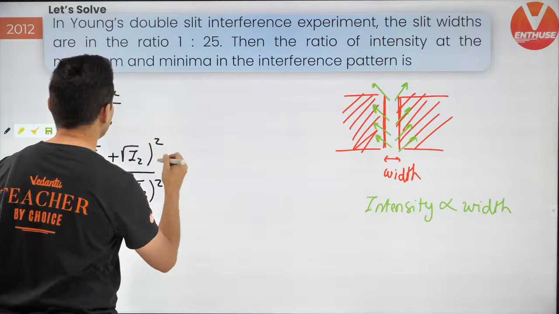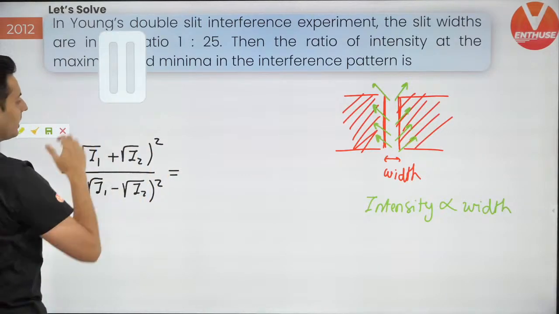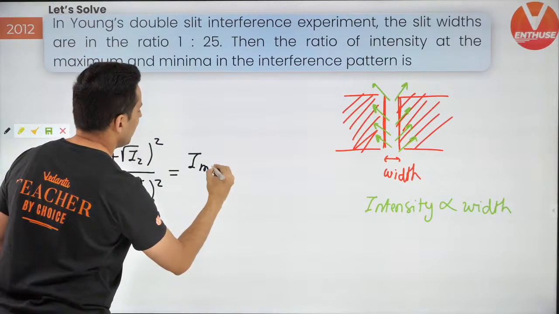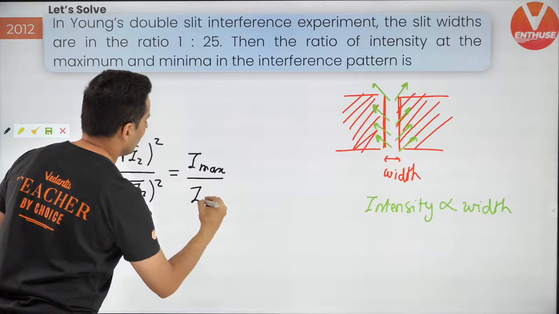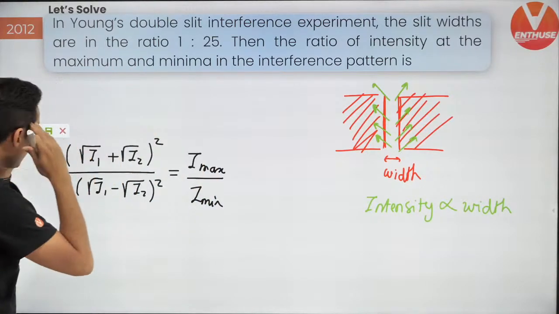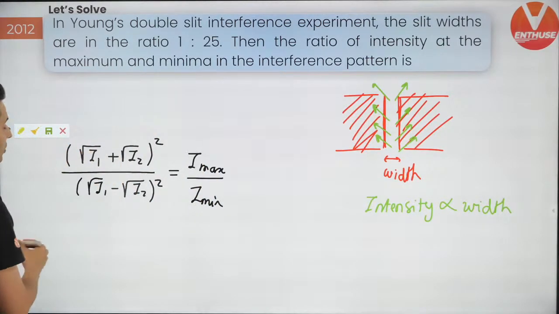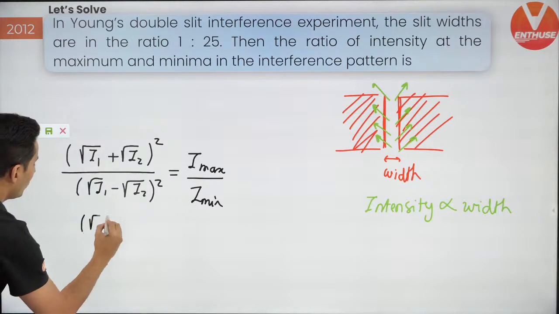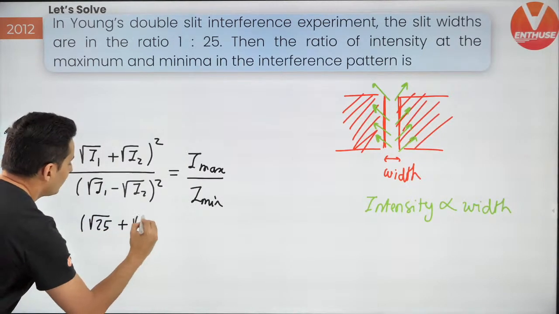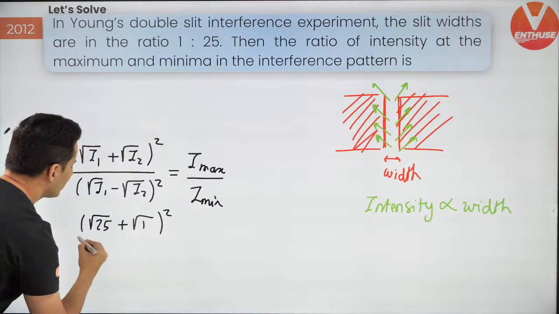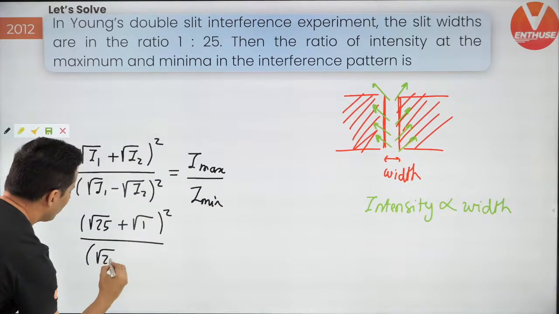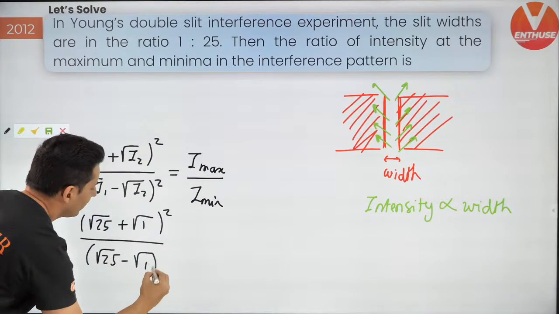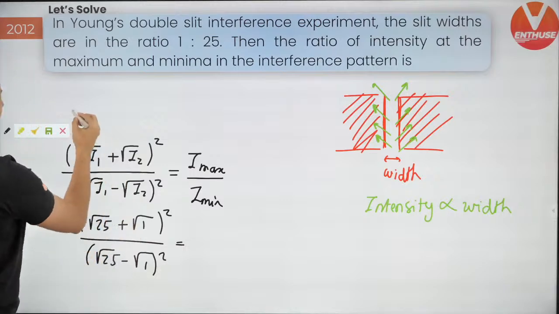So this will be basically I max by I minimum. Yes. So this will be I max divided by I minimum. My bad, I1 and I2. Okay. So what are they in the ratio of? 25:1. So this will become root of 25 plus root of 1 whole square divided by root of 25 minus root of 1 whole square. That is I max by I minimum.